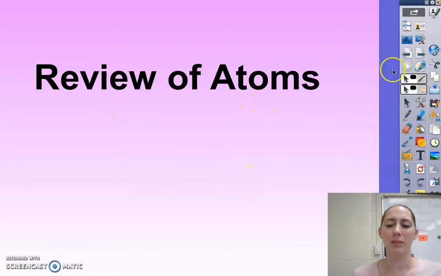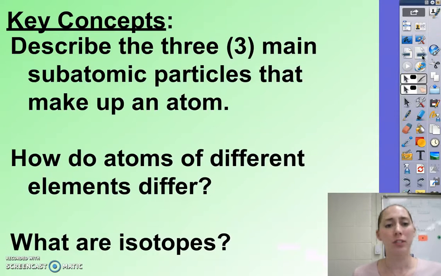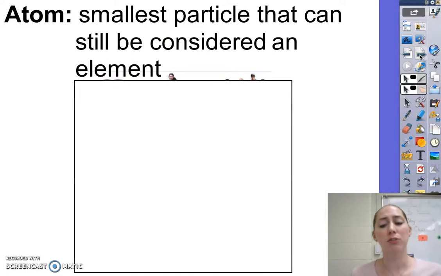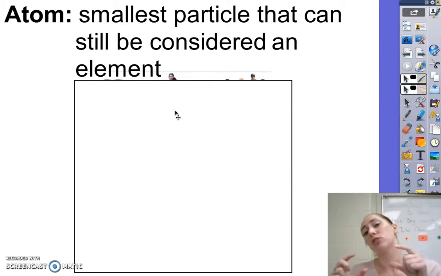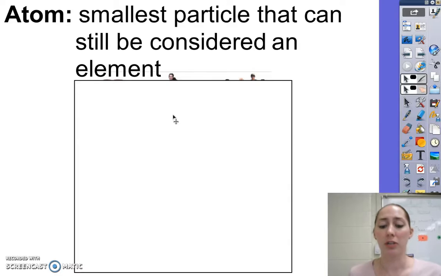Review of atoms. Your key concepts for this video are: describe the three main subatomic particles that make up an atom, explain how atoms of different elements differ, and know what isotopes are. So, let's review real quick. Atoms are the smallest particle that can still be considered an element. So, gold at one atom has the same properties as a huge chunk of pure gold. They're both still elements, but atoms are the smallest you can get.